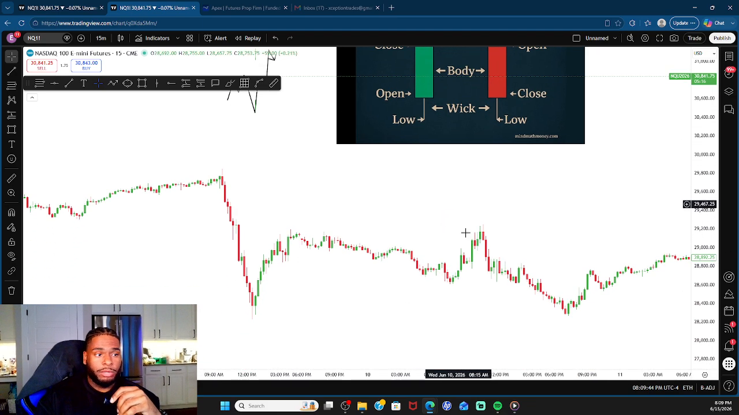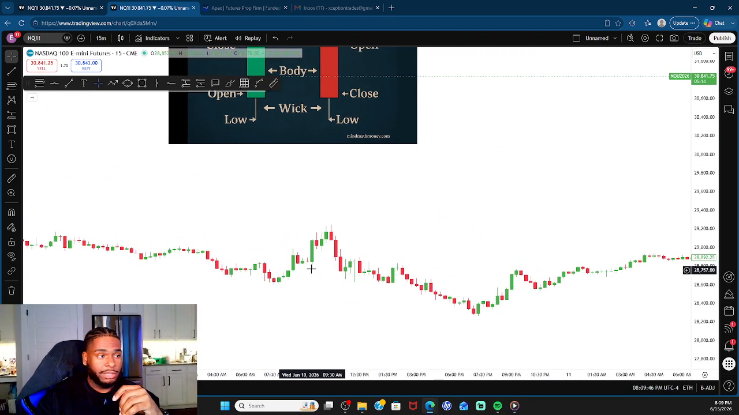Again, I really want to hone in on the simplistics because I want this to make sense. Let's take this candle here. This green one closed here, and it opened here. This is where price started. Look over to the right. It says price is at 28,843.75 over on the right side column.